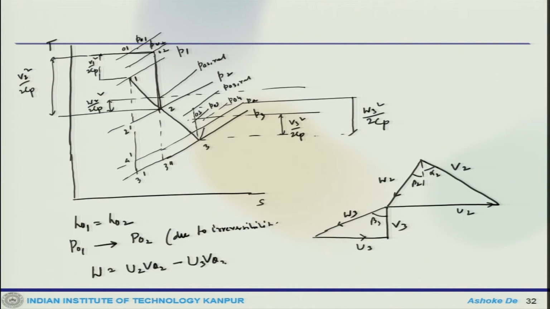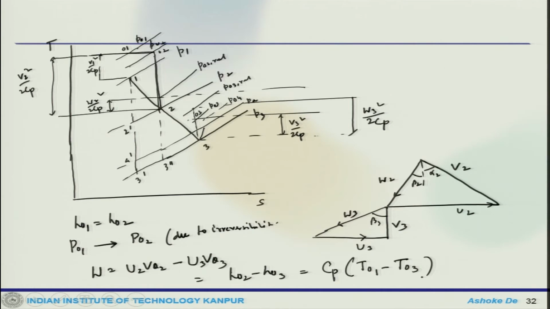U 3 V theta 3. So, this is what we get, and we can write this as H naught 2 minus H naught 3, which can be written as C p into T naught 1 minus T naught 3.